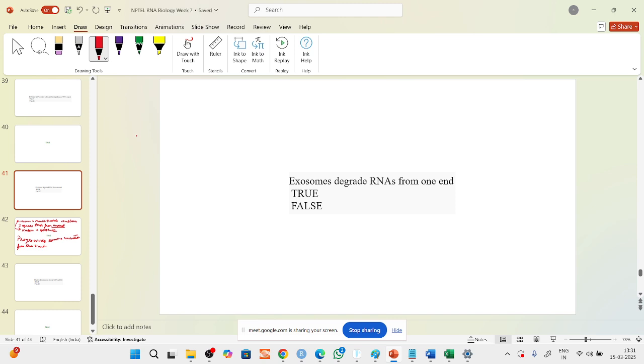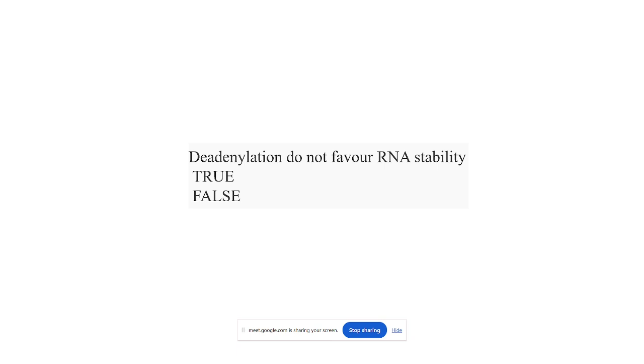Yes, it is true. They degrade RNA from one end only, and mostly it is the 3' end in which they act. Okay, and they play important roles in mRNA turnover, in rRNA processing, in quality control of RNA. Next, we come to the next question, which is probably the last question for this class, which is de-adenylation do not favor RNA stability. True or false?